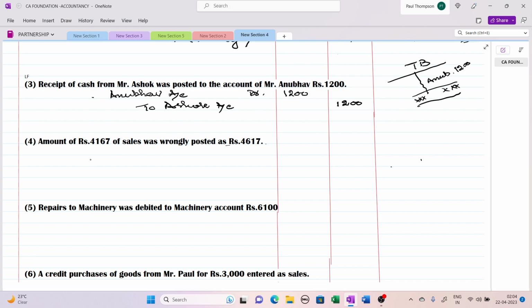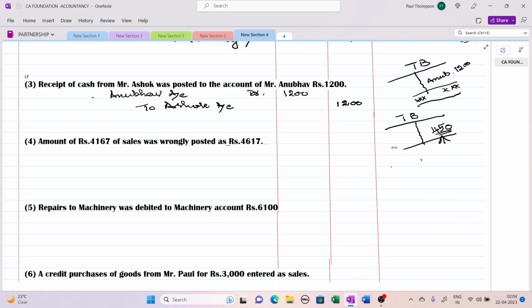Okay, now coming to the next entry, amount of 4167 of sales was wrongly posted as 4617. Now here in the trial balance, sales account will appear on the credit side. So sales account will always have a credit balance. Instead of writing 4167, I wrote 4617. So the total has gone up by 450. Only this account is affected and another account corresponding to that is affected. So the total of the trial balance will be, credit side will be more by 450.